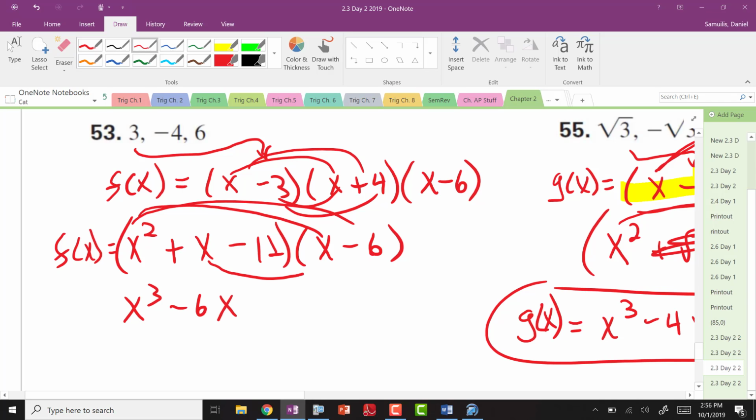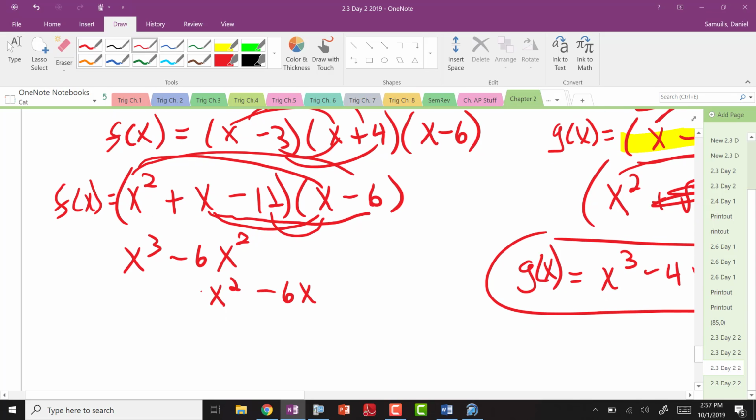And then you take this times this. And then, oh, I'm sorry. I was talking about the kids too much. I'm going to group them like this. So like terms are actually nicely lined up. You don't have to do this. Just know how to get like terms. And then minus 12 times x, minus 12x.